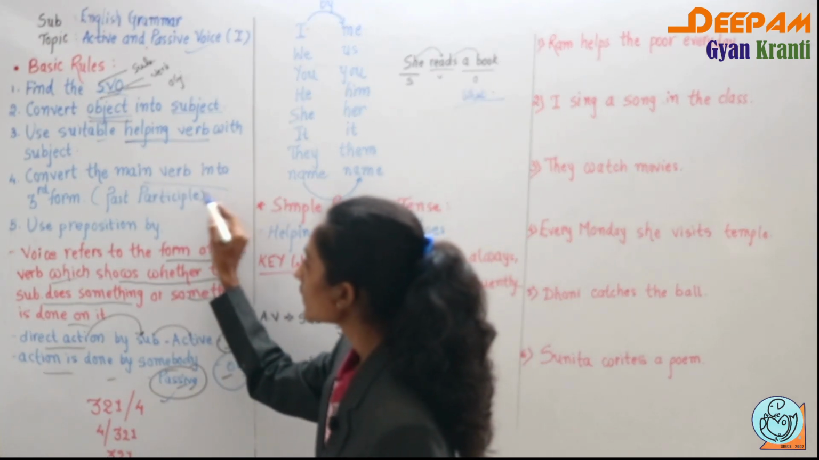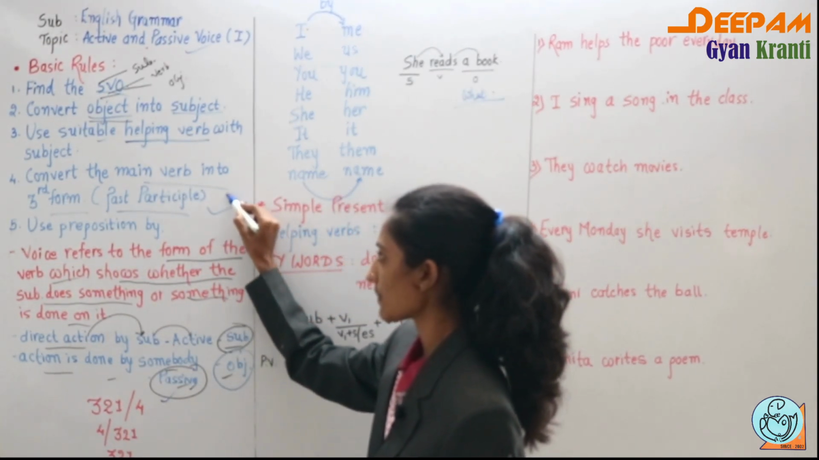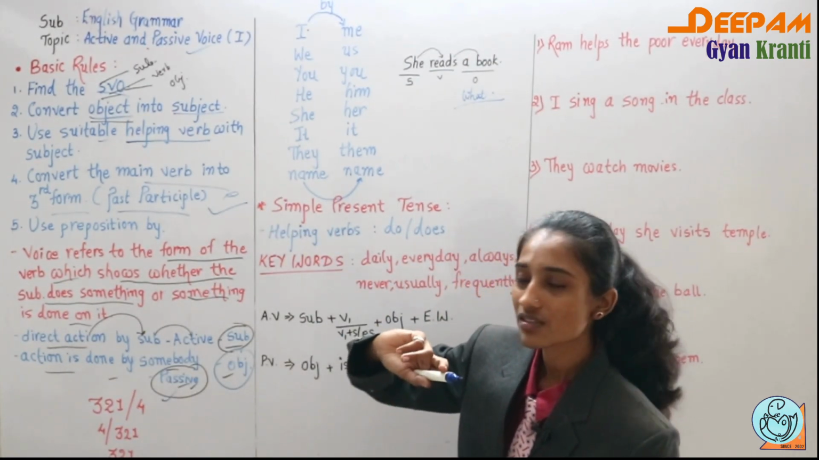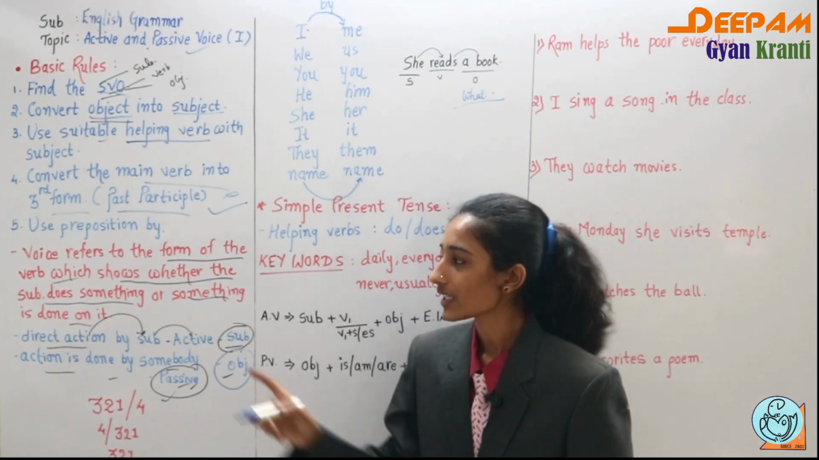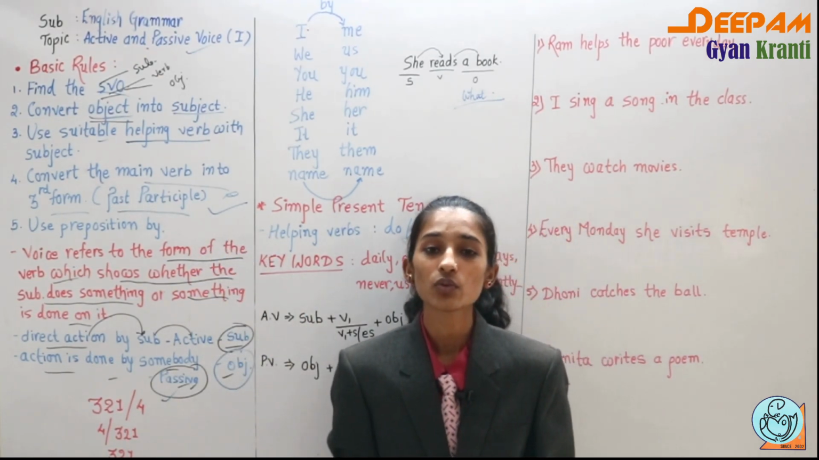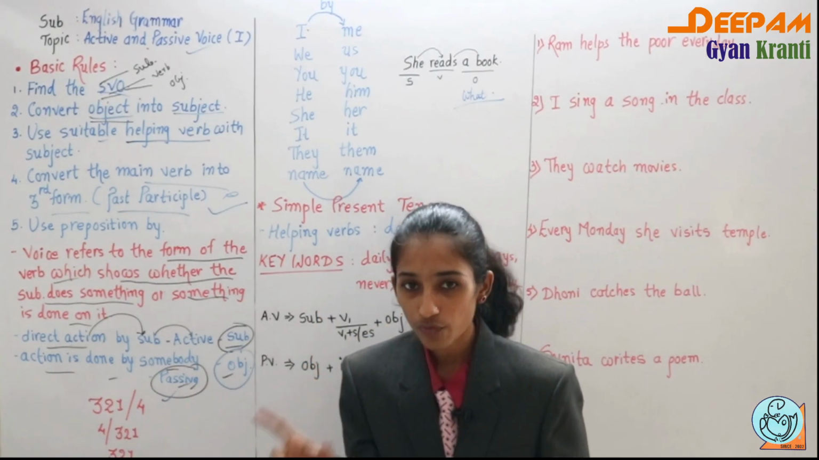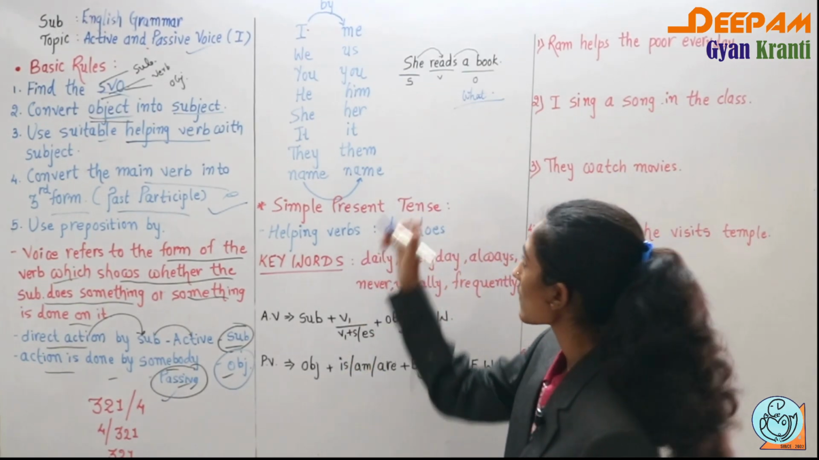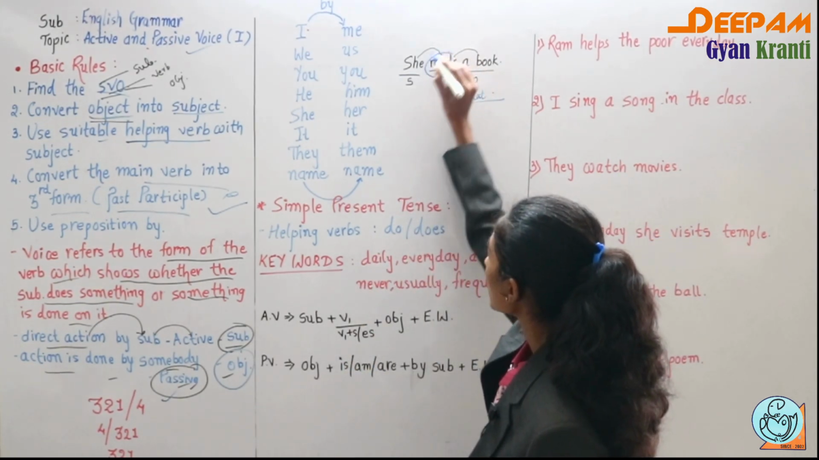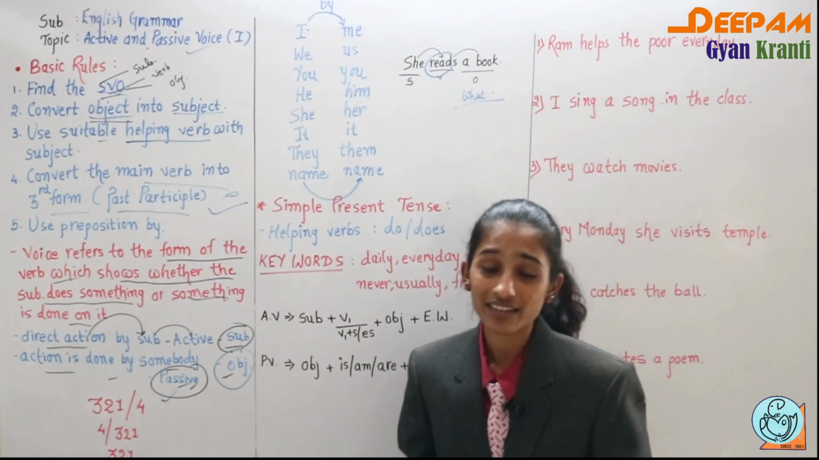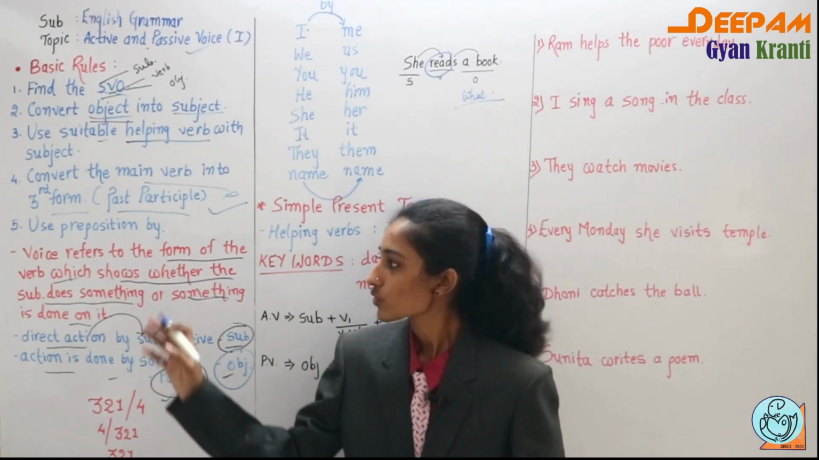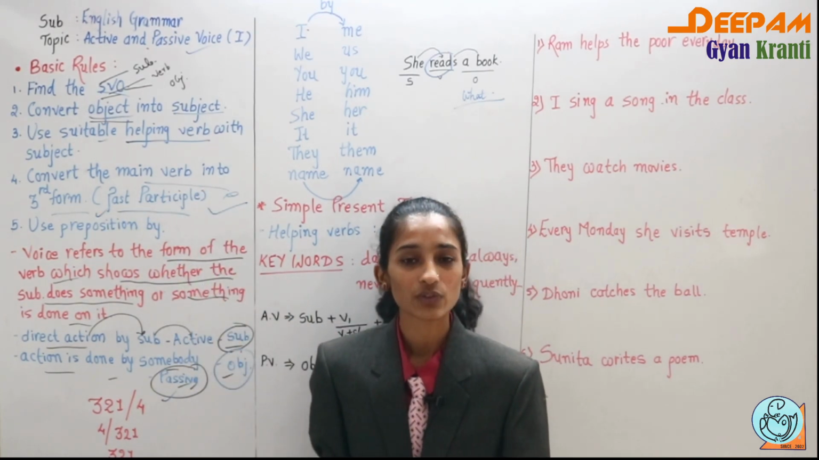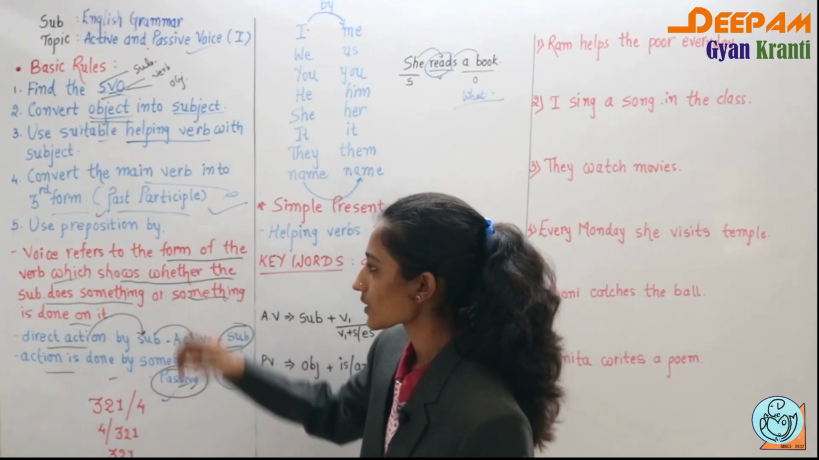Then convert the main verb into the third form, means past participle. That is very important. In each and every tense, while you change the active voice into passive, it is very much required that you form the third form, the past participle, of the given verb. Whatever the main verb is given, here you have read. Okay, read is the main verb. So you have to convert that read into V3 form, right? That is compulsory in each and every tense.